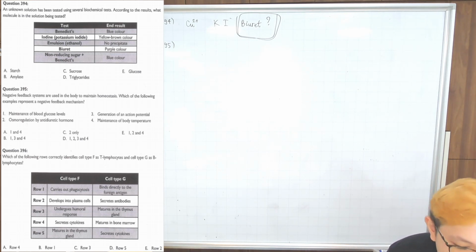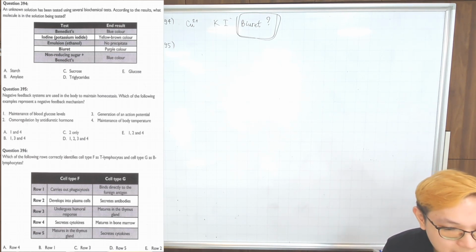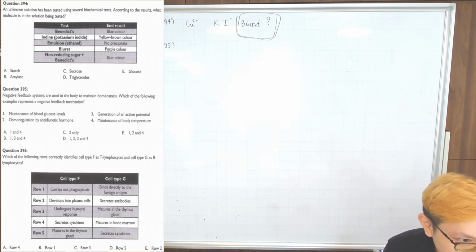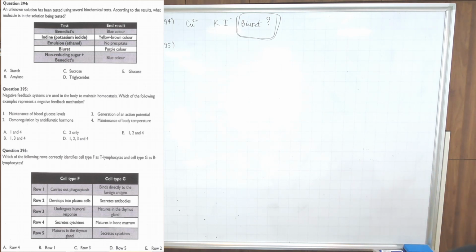Okay, number one, maintenance of blood glucose level. Sự bảo trì và giữ vững lượng glucose trong máu. Is it negative feedback? Yes, it is. Because you have too much glucose in the blood, insulin will be produced, right? And if you have too little glucose in the blood, glucagon is going to be produced by what organ? Where does insulin and glucagon produce?